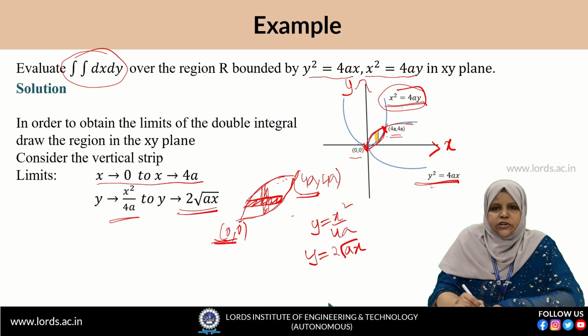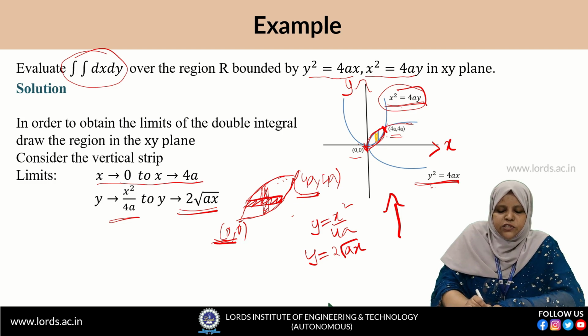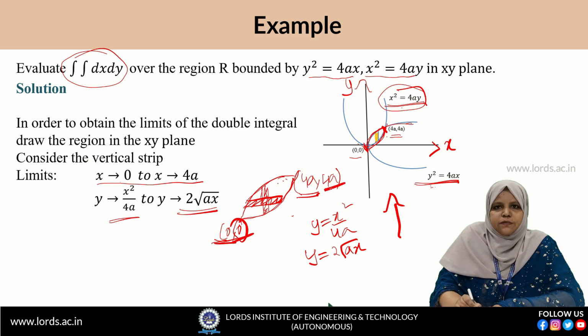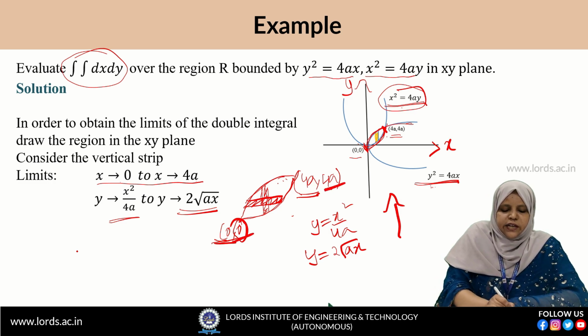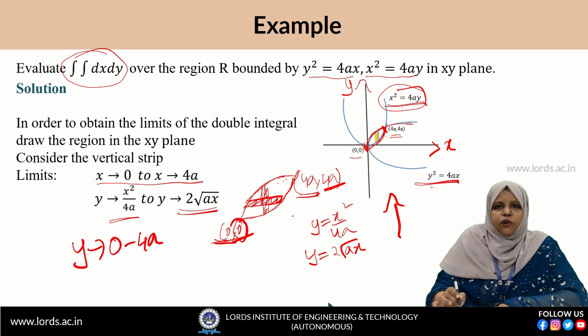So see how the strip will be moving. The strip will be moving from down to up. Down to up means how am I moving? I am moving along the y-axis. So when I move along the y-axis, I have to see how y is changing. How is y changing? y is changing from 0 to 4a. So the limits of y are from 0 to 4a.